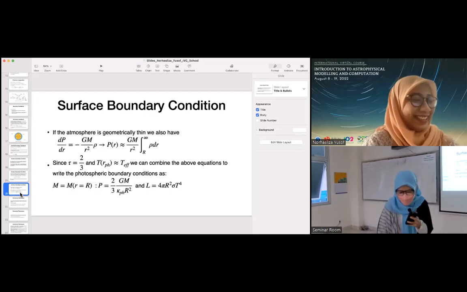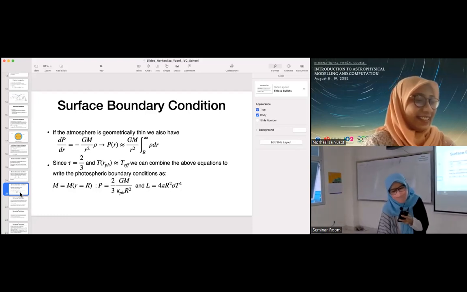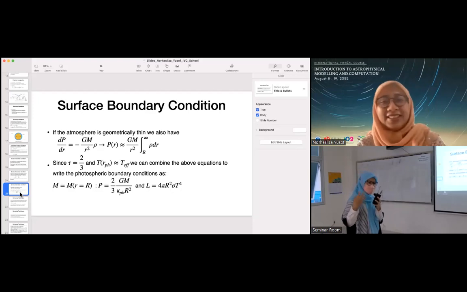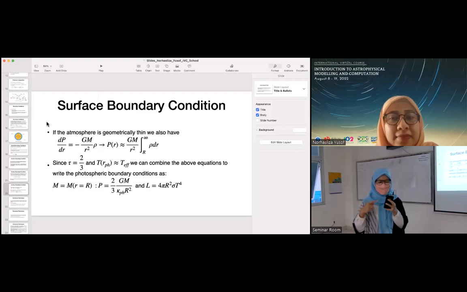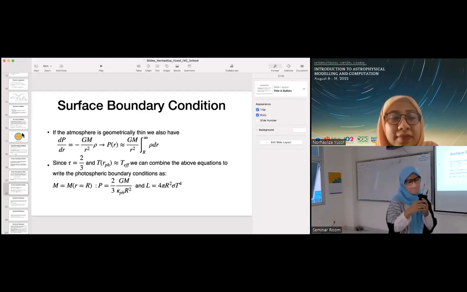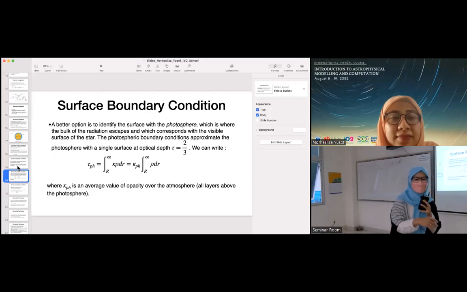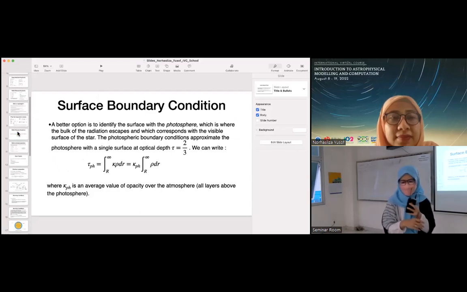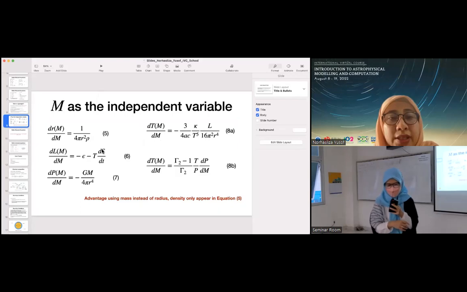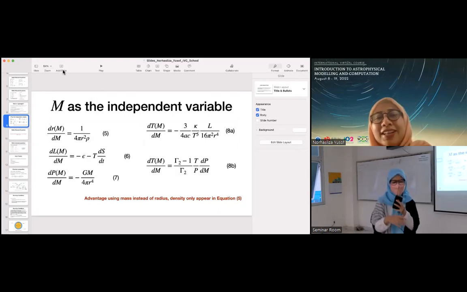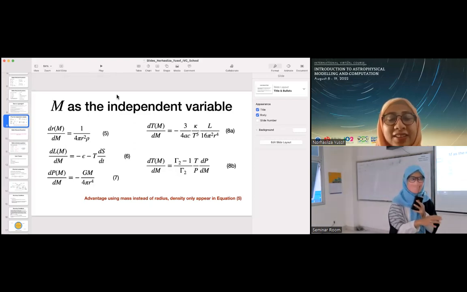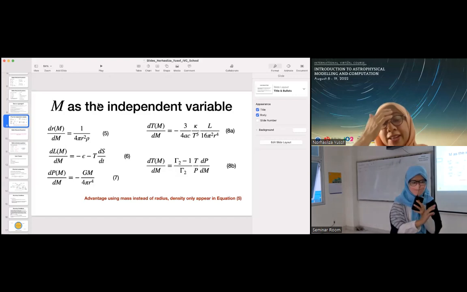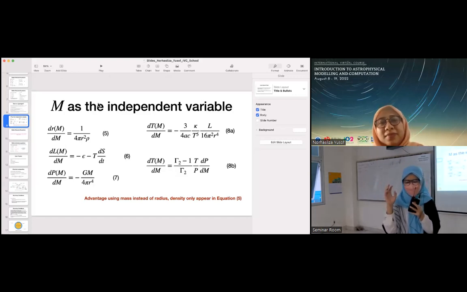I think I will ask about the mass. If we have different masses for the stars, what kind of effect is there on the equations involved in stellar evolution? You mean this equation? Yeah, you can say that. If we have different masses, from a small one, maybe one solar mass, up to maybe 60 or 40 solar masses, is there any difference?